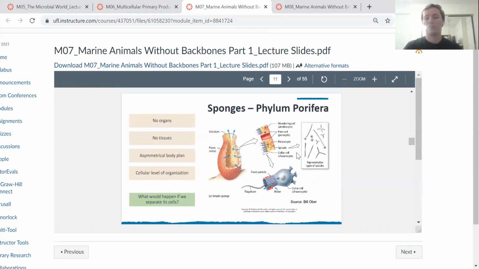So those work together, almost like an organ would, but remember it is not an organ, it is not a tissue, it's just cells working together. So this is not a tissue or organ. That's something important to note. Know exactly what the ostia and osculum do. Again, ostia takes water in, osculum takes water out.